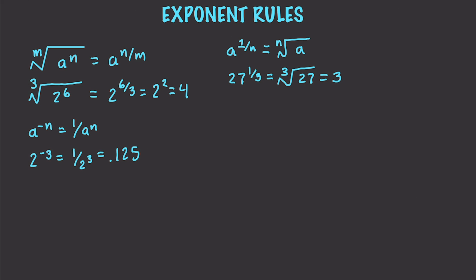Throw in two other little rules here. If you ever have a 0 exponent, I don't care what the base is, that's always going to equal 1. And if you want to see an example of that, there that is.